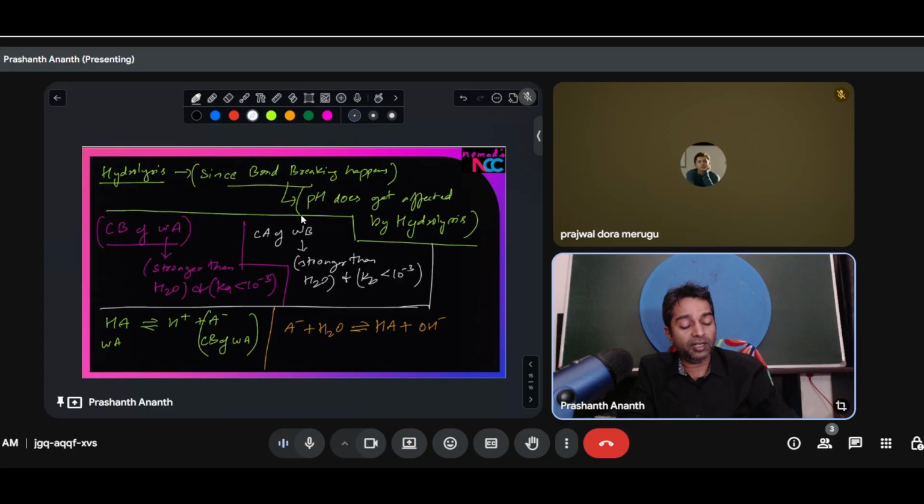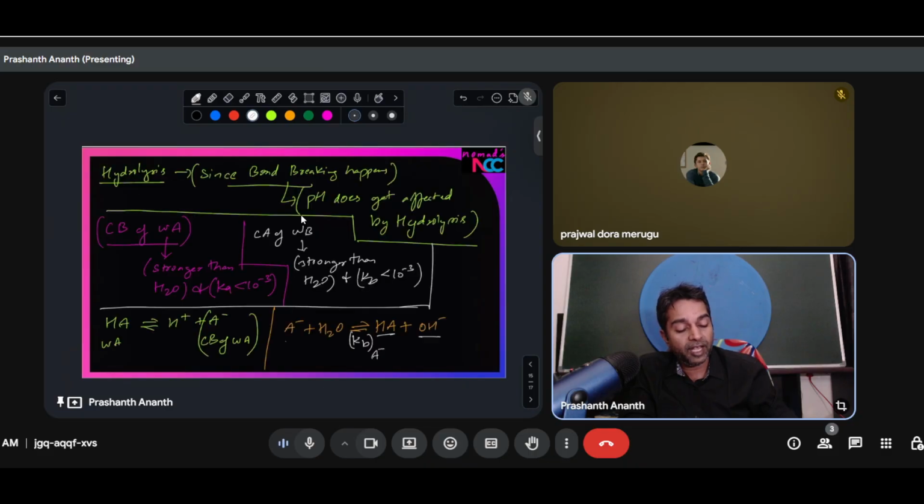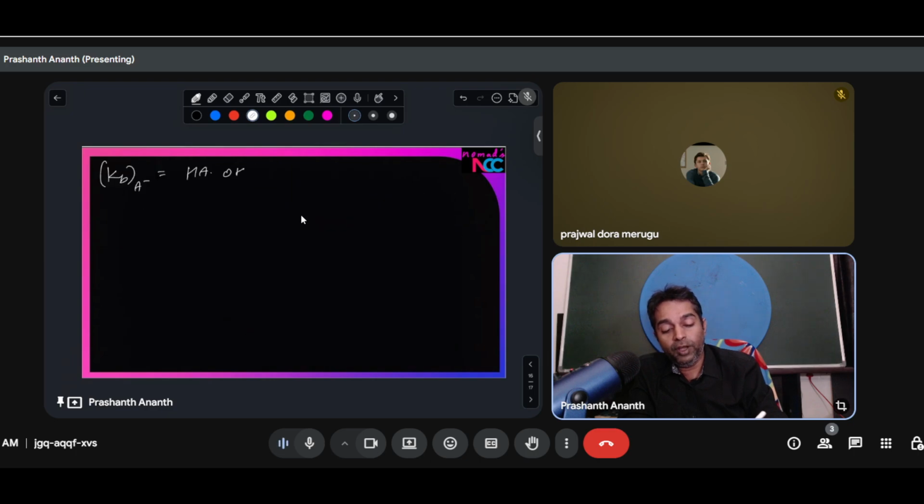So let's now try to understand what is going to be happening over here. We will have this as Kb for my A minus. That is the idea over here. So let's study this Kb for A minus a little bit more carefully. Kb for A minus can be written as HA into OH minus divided by A minus into H2O. This is going to be the case.